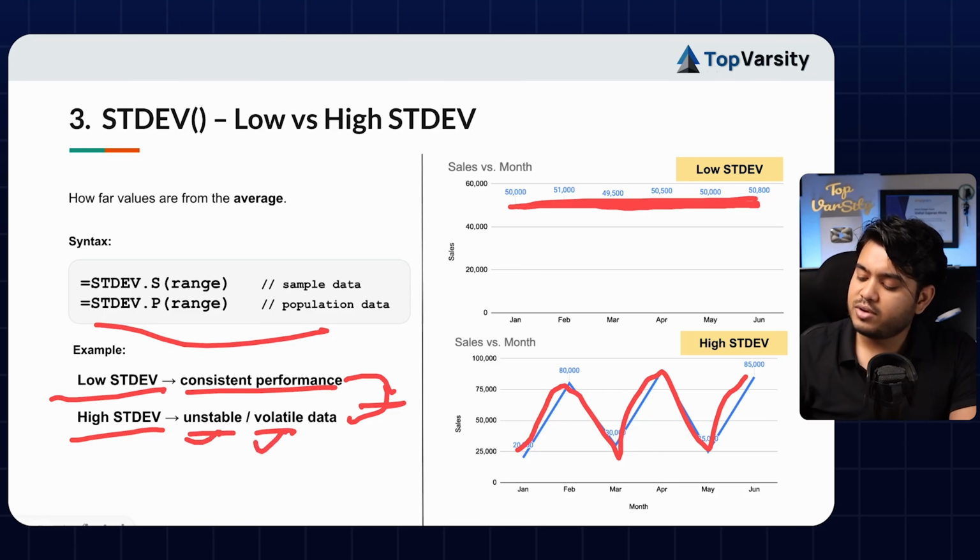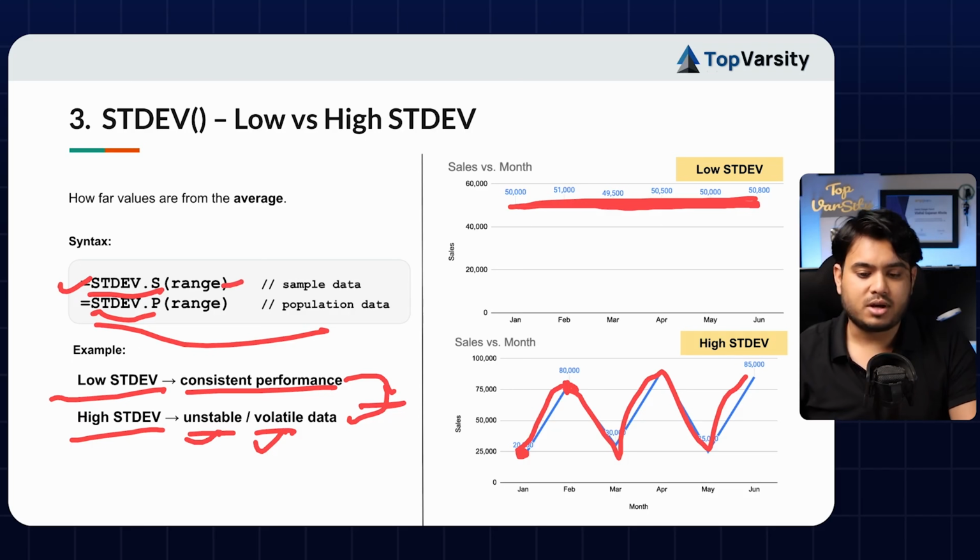For that we'll consider a few points. We cannot draw the graph for it because it will be in thousands and millions, so that's why we will use this formula. And the formula for it is very easy. First you just write equal to, then select standard deviation S or standard deviation P, and the range. That is the only formula, same formula.